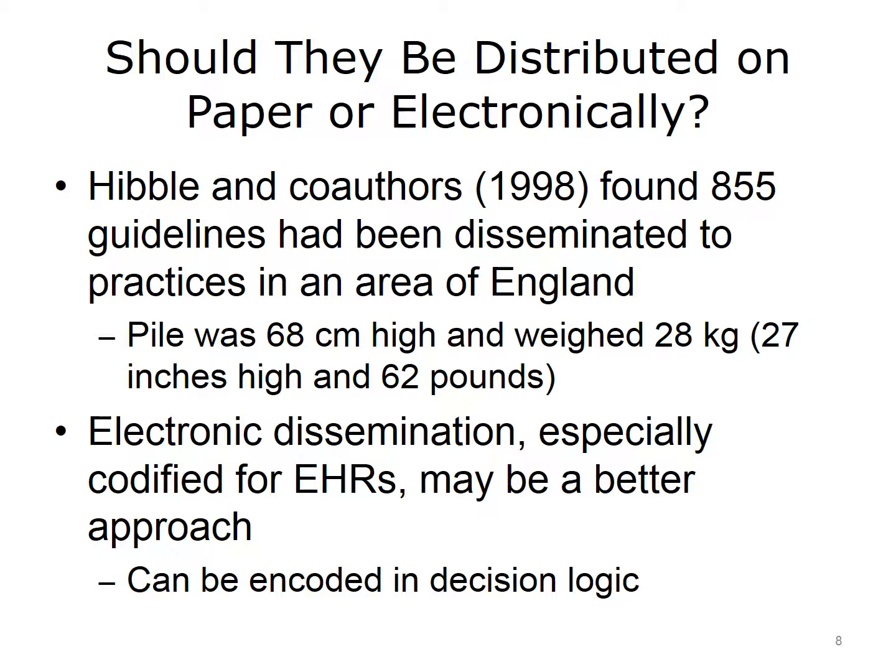It may be better to electronically disseminate guidelines, especially if you can codify the recommendations in the electronic health record, so that the recommendations come up automatically. Electronic health records, other clinical systems, and decision support systems can provide access to practice guidelines while the clinician is at the point of making clinical decisions. Some systems provide the capability for clinicians to import the guideline into the electronic health record so that it can be tailored to the specific patient.